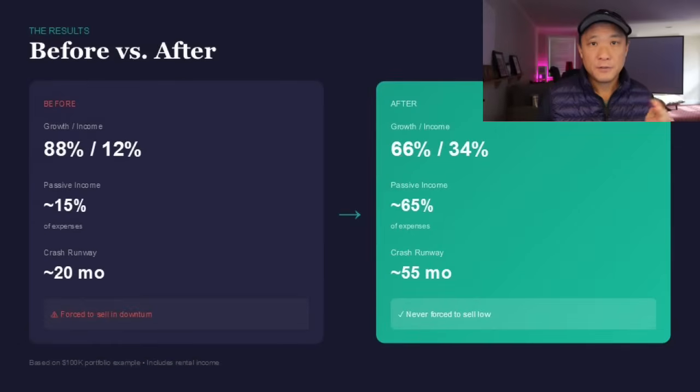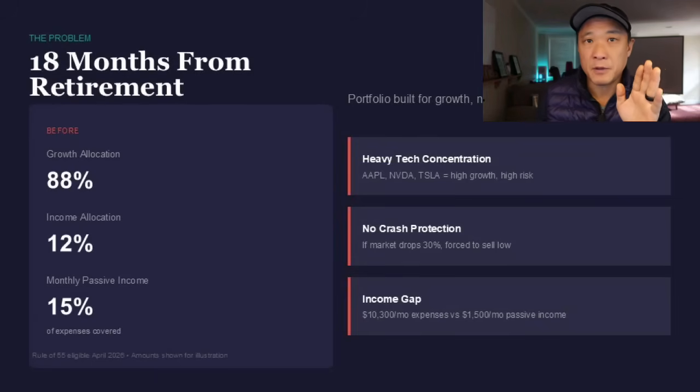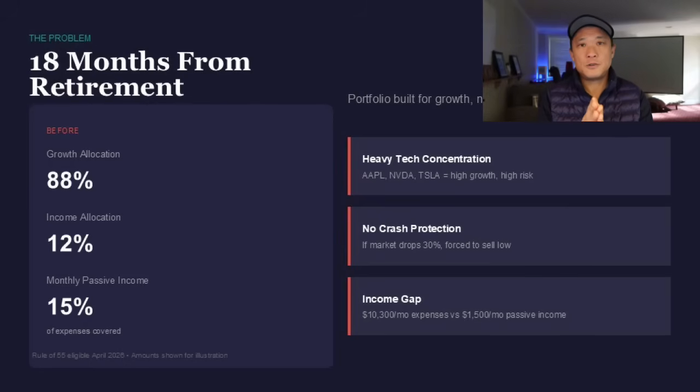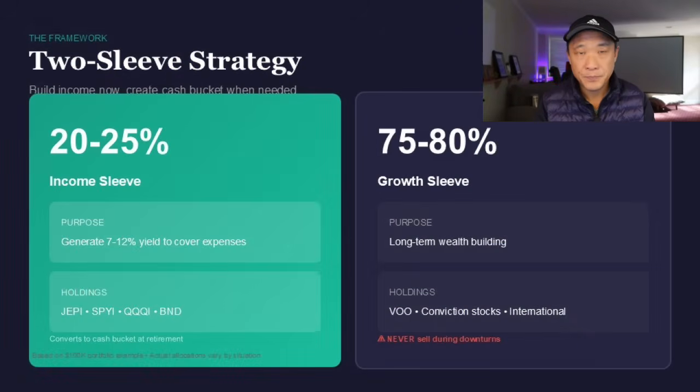What I had was basically 88% of my money in a growth allocation sleeve, 12% in an income sleeve, and 15% of my expenses were covered from that strategy. So AiRA recognized heavy tech concentration, no crash protection, and there was a big income gap. And especially given that I'm potentially going to need to figure something out soon, what we decided was, let's create a two-sleeve strategy. 20 to 25% is going to be income. 75 to 80% is going to be growth.